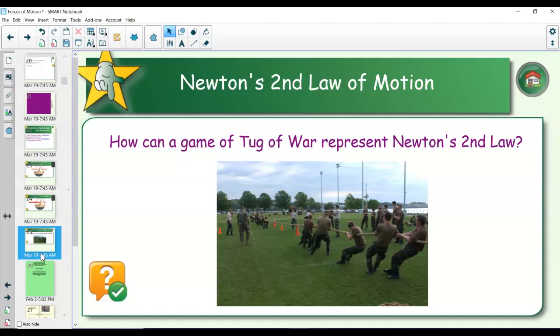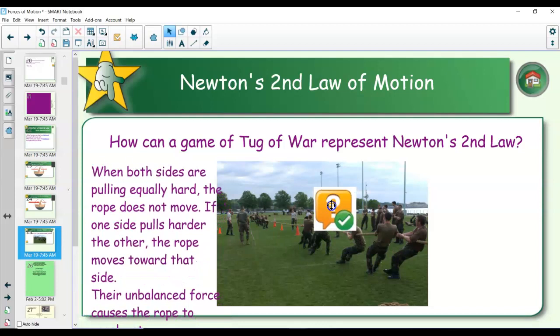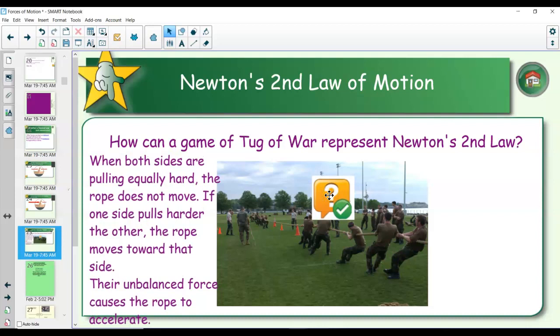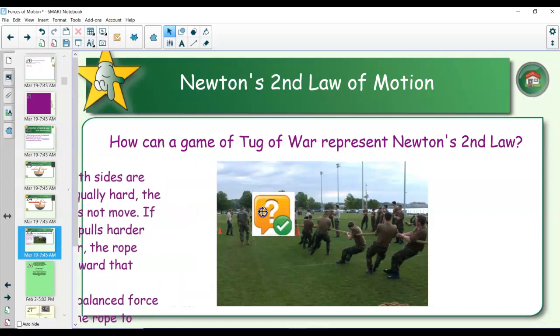So let's think back to years past when we would have field day or in PE when we're playing tug of war. How could a game of tug of war represent Newton's second law of motion? When both sides are pulling equally hard, the rope does not move. If one side pulls harder than the other, the rope moves toward that side. Their unbalanced force causes the rope to accelerate.